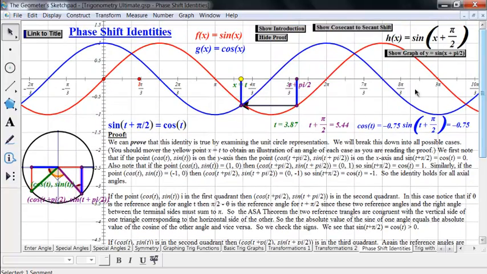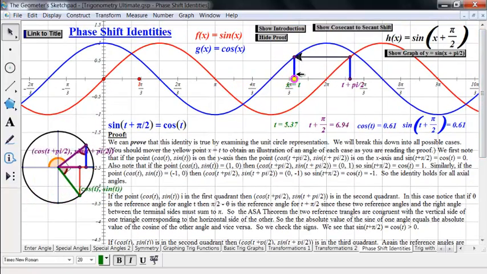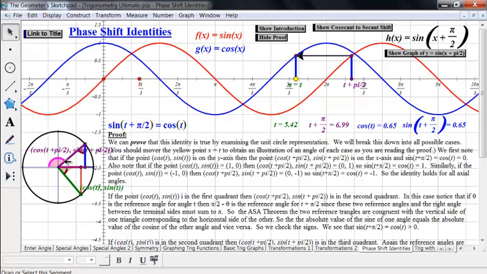Finally, one more case is when the terminal side of the green original angle t is in the fourth quadrant. Then we see this picture, and our reference angles sum up to a right angle. This time they're adjacent, so the reference angles are not congruent, but they are complementary, and there's a congruent angle up here. So the two marked angles here are congruent.